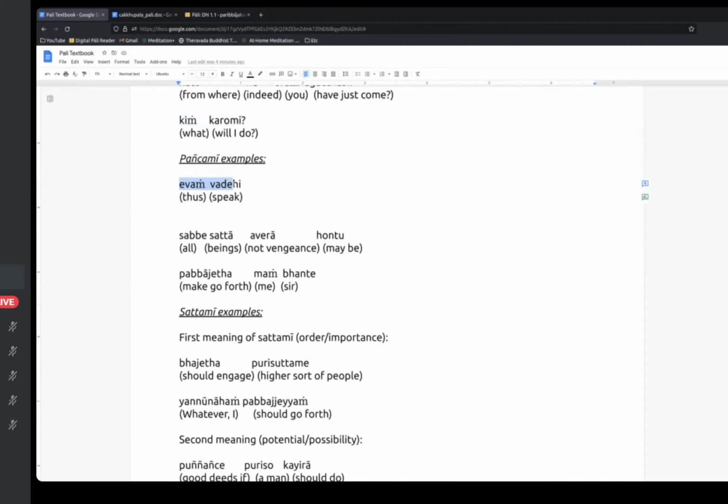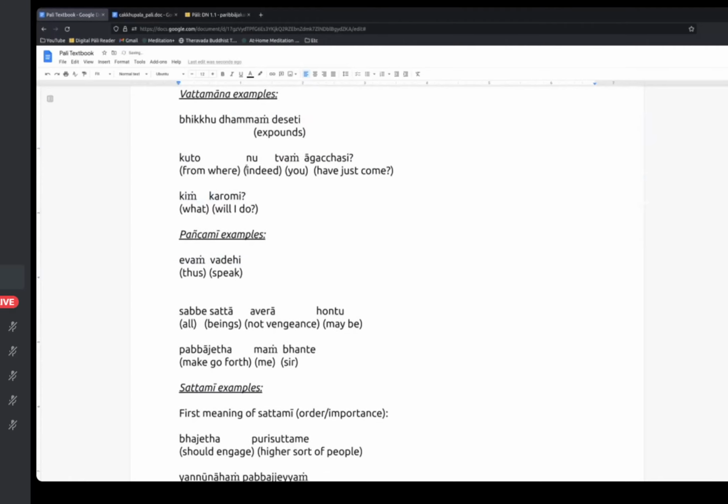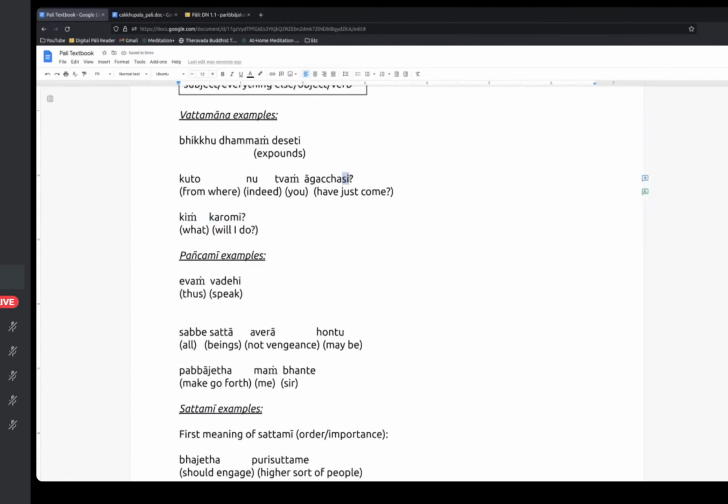Ewang wadehi, speak thus. He is the 2-1 form. So we saw here the 2-1 form is si. In Panchami, it's he. So vadehi. Another thing about Panchami is this. So there's a lot of information, I know. Probably out of order as well.